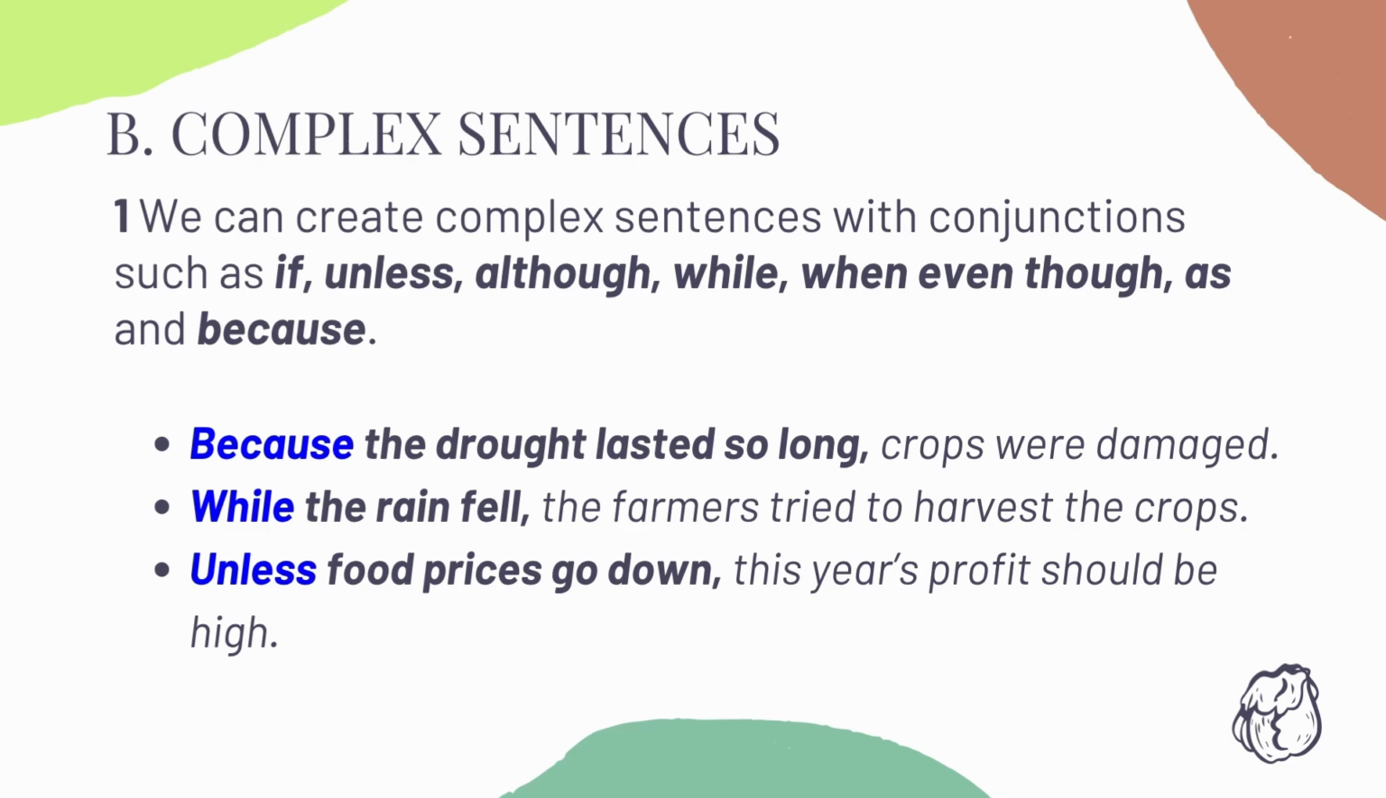Take a look at these examples. Because the drought lasted so long, crops were damaged. While the rain fell, the farmers tried to harvest the crops. Unless food prices go down, this year's profits should be high.